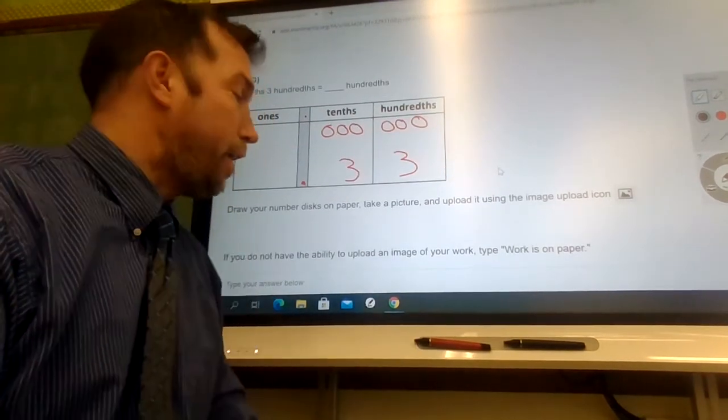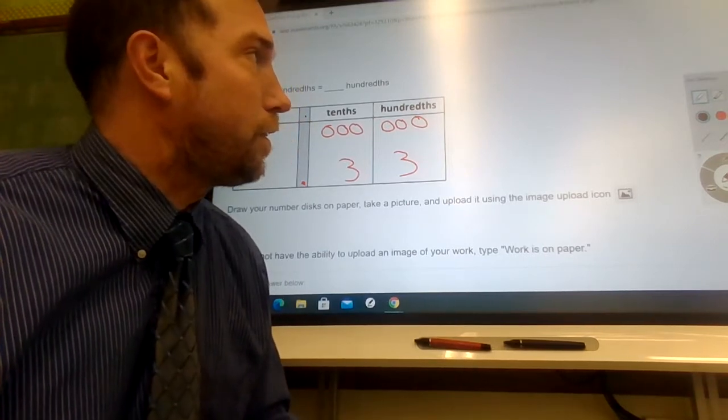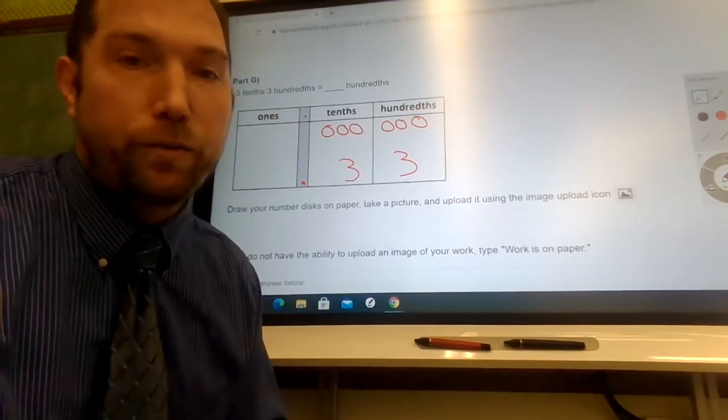I was kind of joking in my head when I was thinking about this. It's almost like 3 is the number of the day today. Seems to be doing a lot with the number 3.